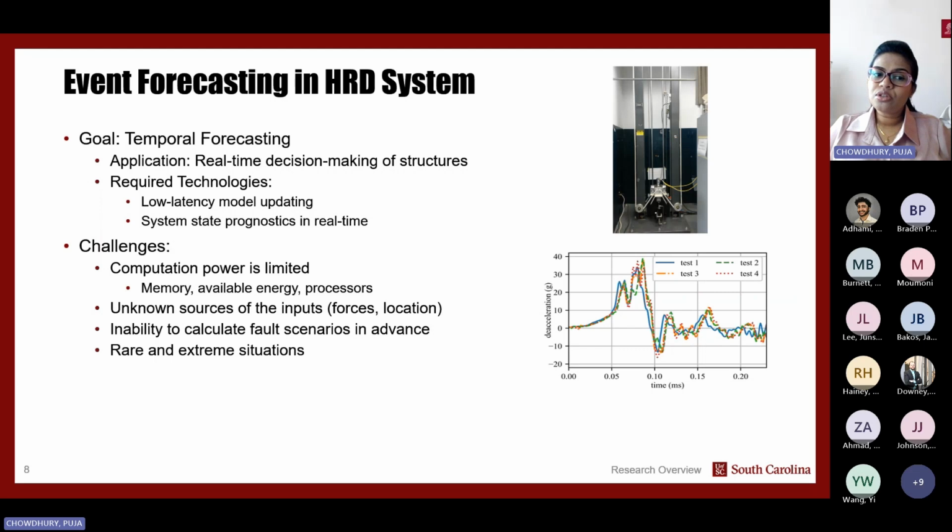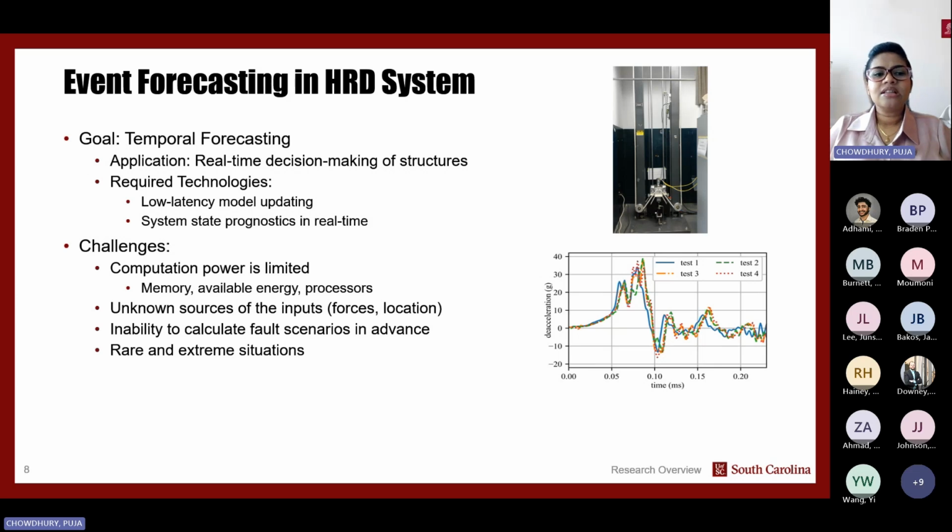The second one is the unknown source of the input, such as force location, just like the drop tower sudden impact, and also the unavailability to calculate fault scenarios in advance. And this is also rare. It happens in extreme situations.